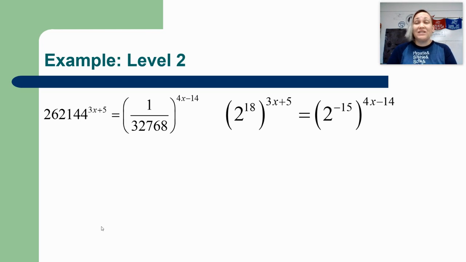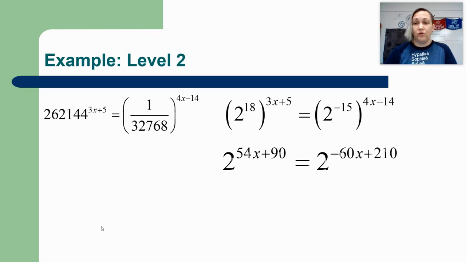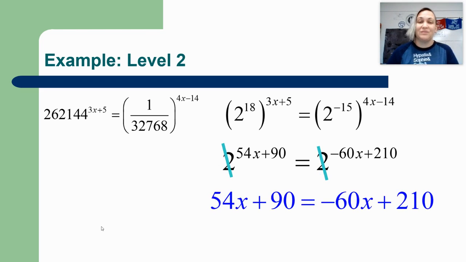And now this is just a continuation of what we were doing yesterday with just bigger numbers, right? So I'm going to distribute my 18 to the 3x and the 5. And I'm going to distribute my negative 15 to the 4 and the 14. Now that I have a common base of 2, I can cancel out the 2's. And I can write a new equation just saying that the exponents are equal.